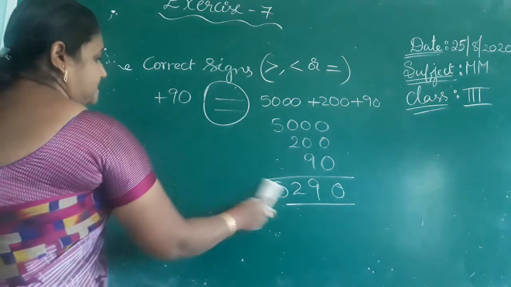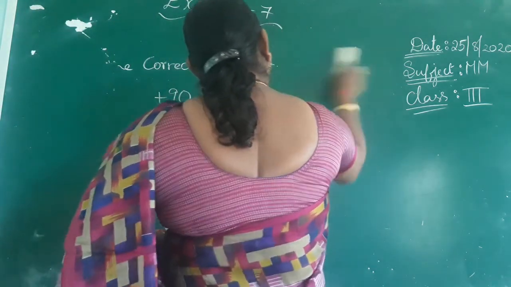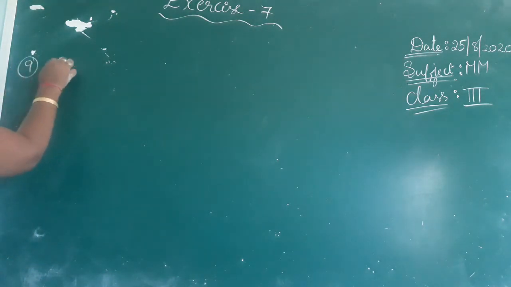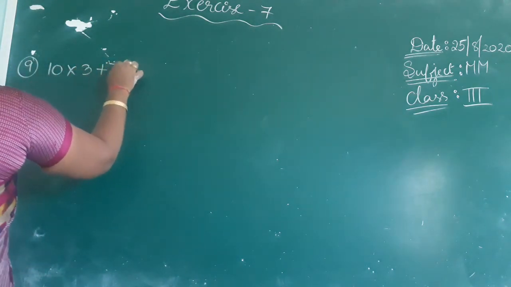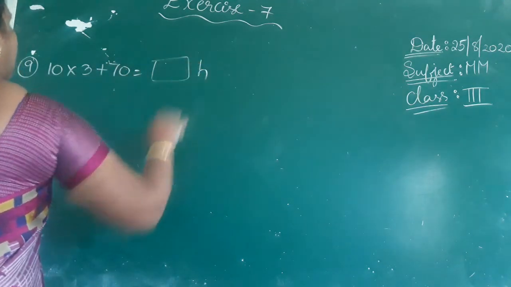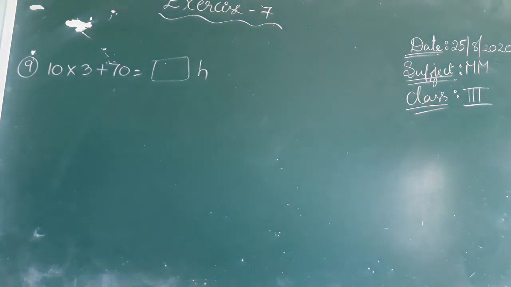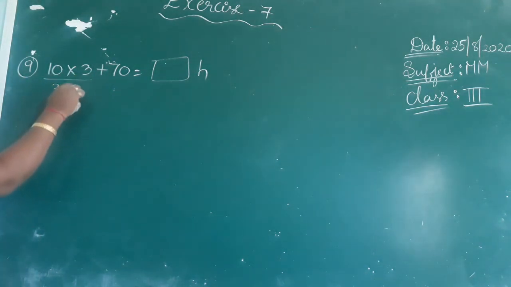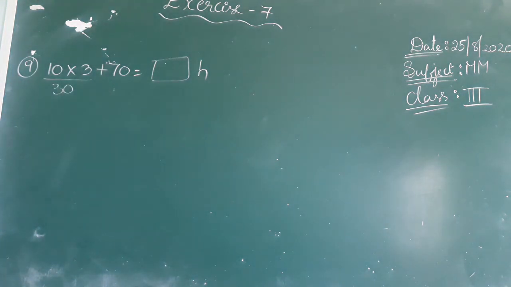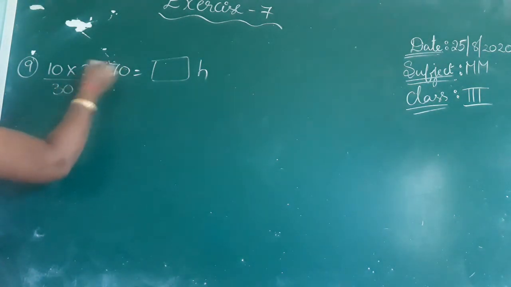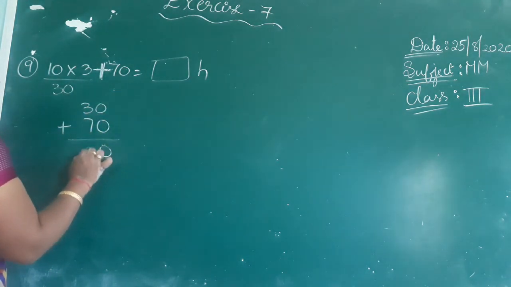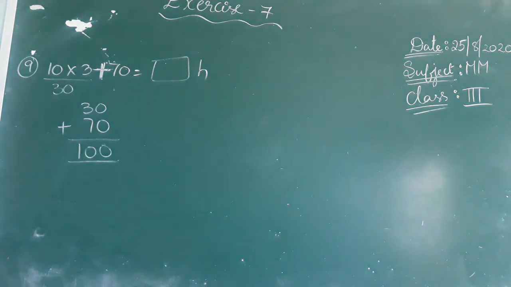Ninth one. 10 into 3 plus 70 equals how many hundreds? What is 10 3s? 10 3s are 30. What symbol did they give us? Plus. So you have to add it. 30 plus 70. How much? 0. 7 plus 3, 10. So 100.